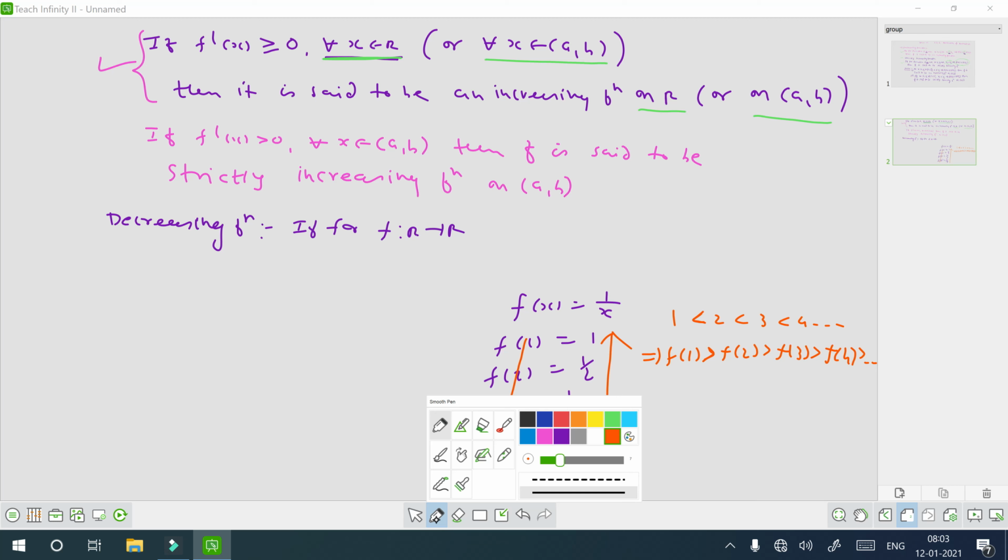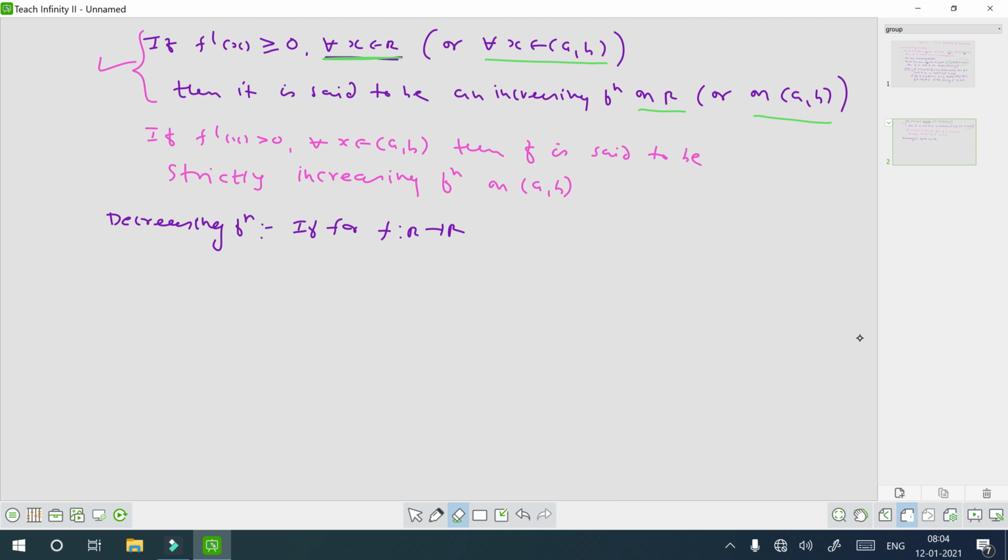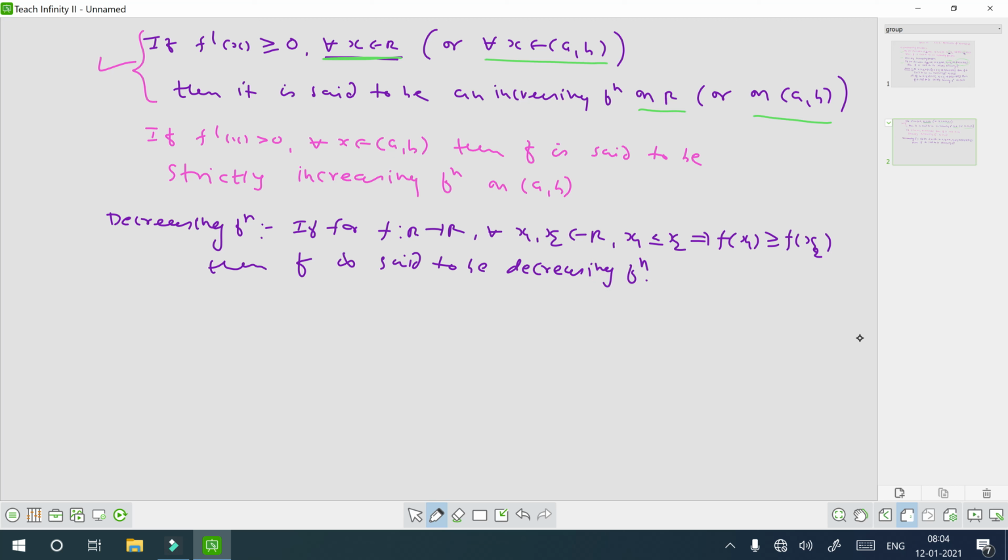So let us define it. If f from R to R, for all x1, x2 belongs to R, x1 less than or equal to x2 implies f(x1) greater than or equal to f(x2), then f is said to be decreasing function. Clear?